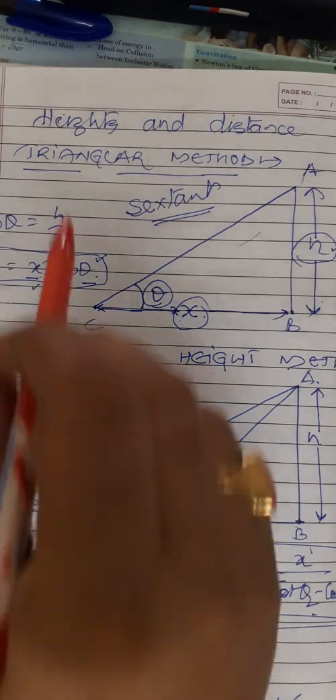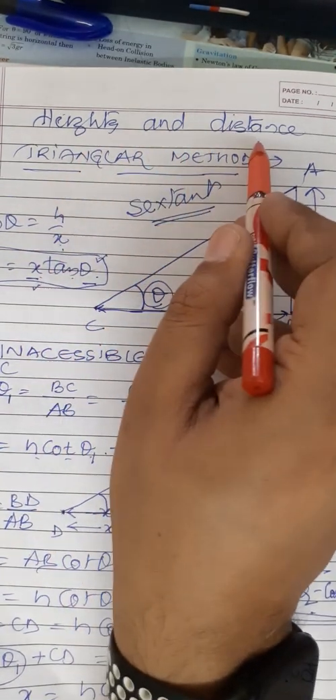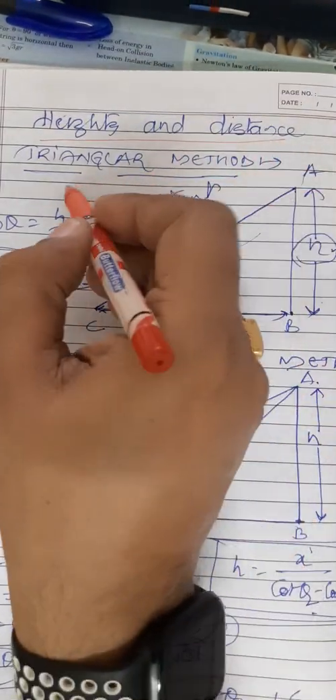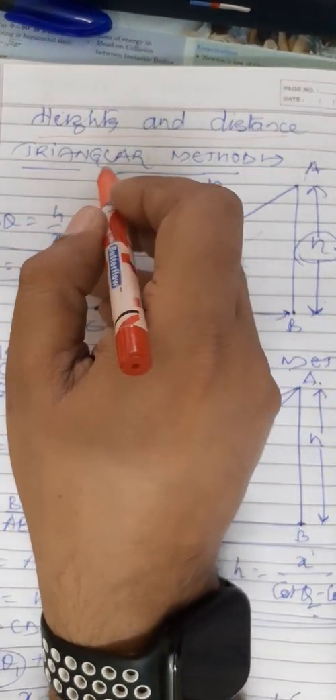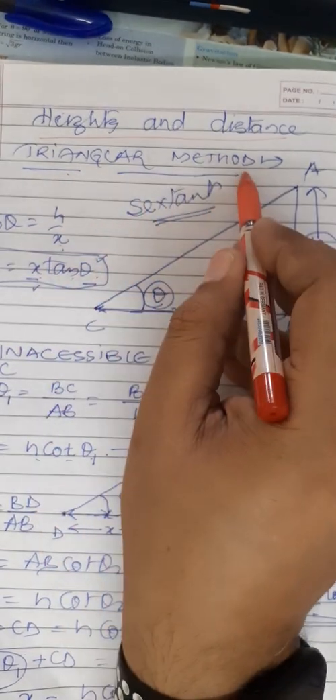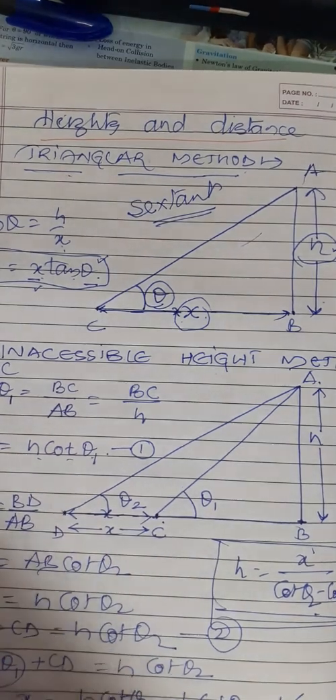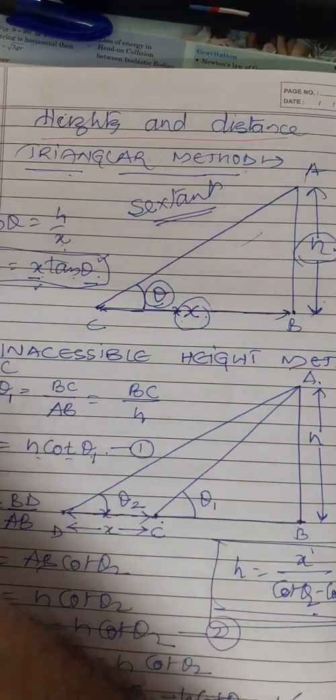Okay, hello students. Today we'll take up the topic heights and distances. In this topic, we'll cover the first method to find the height of an object, the triangular method. This method is used to find the heights of objects like a tree or a building.